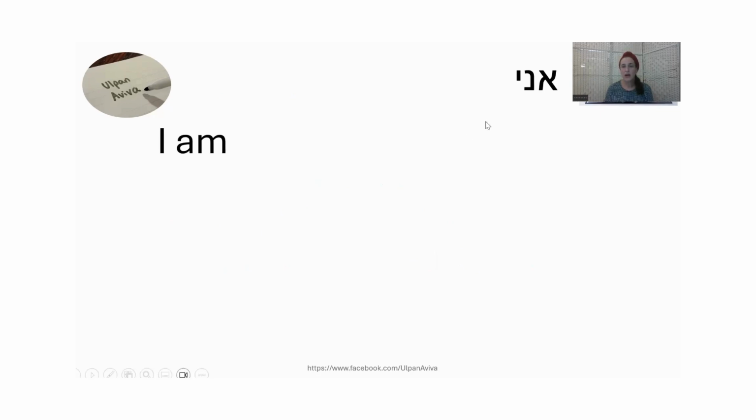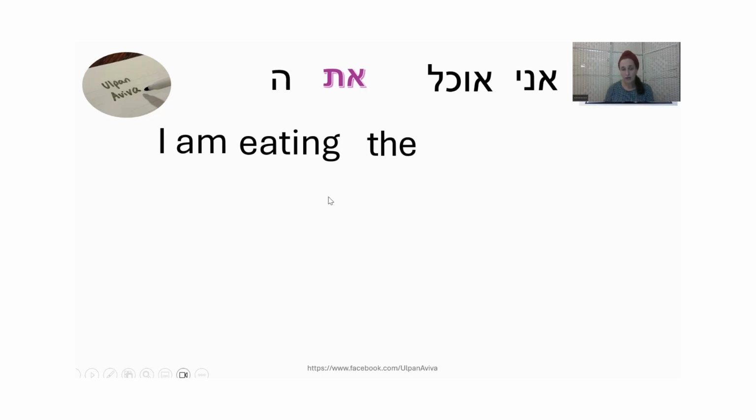So let's look at our examples. Still the banana. Ani, I am. Ochel, eating. And now it's not any banana, it's the specific banana. So ani ochel, et, which doesn't exist in English, ha, the banana. I am eating the banana in English. In Hebrew, ani ochel et ha banana. There is no equivalent to et in English. You have the ha and the, which are the equivalents, but the et has no equivalent in English.